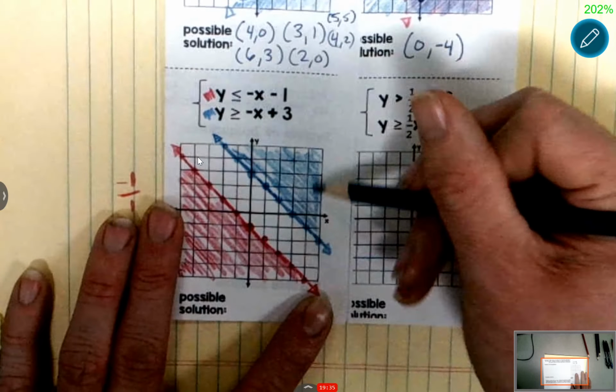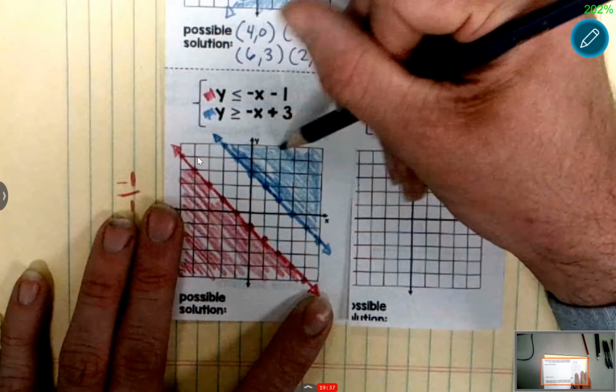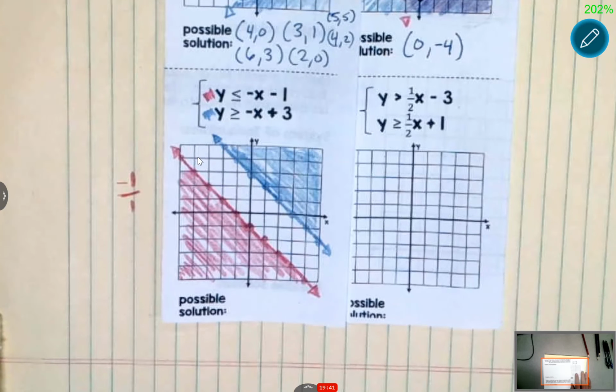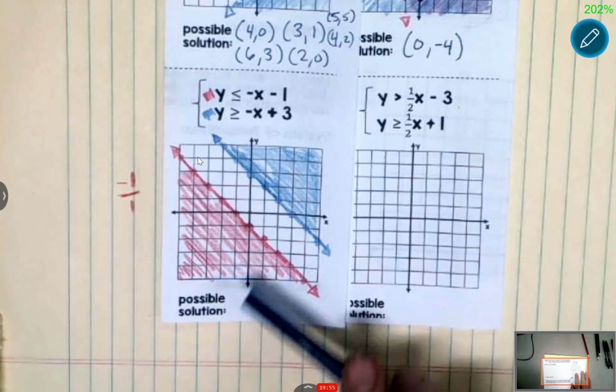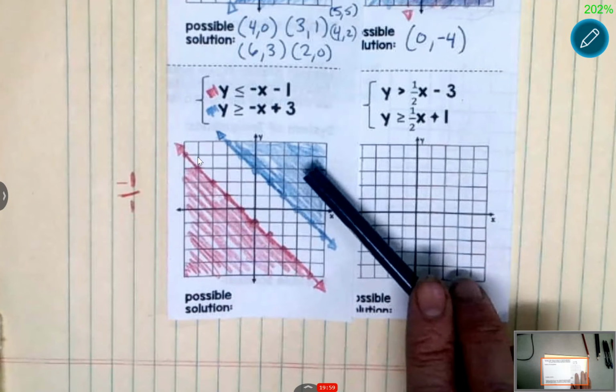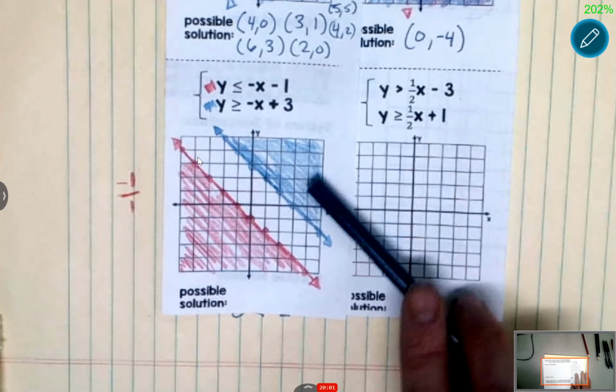Raise your hand if you notice anything interesting about this particular system. Kaiser. The middle space isn't filled out? Matthew? There's no region where both inequalities are shaded. There's a region that satisfies the red, there's a region that satisfies neither, and there's a region that satisfies only the blue.